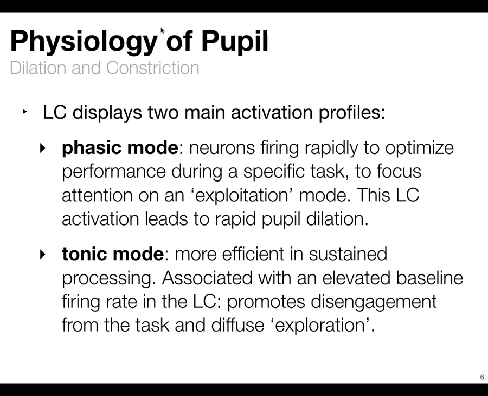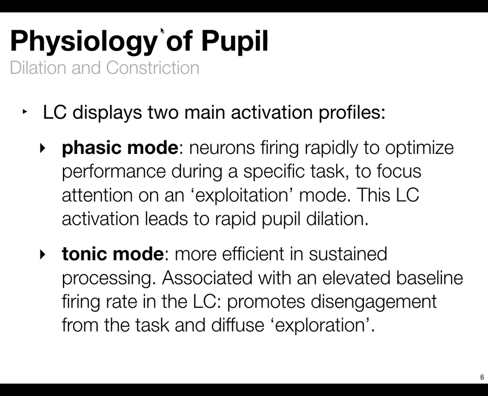Interesting as well, there seems to be two separate modes in which it works. And this we'll come back to later on when we actually look at some pupillary response data: there really seem to be two separate ways in which pupillary responses occur. The first is a phasic mode. That is a very rapid change in pupil size, usually designed to optimize during a specific task or a specific response.